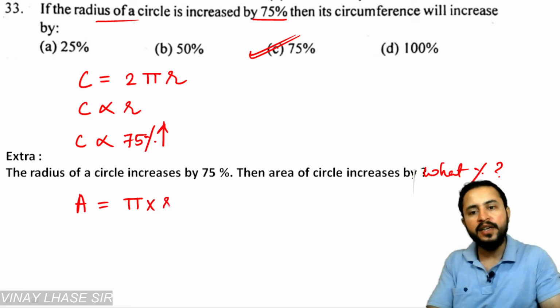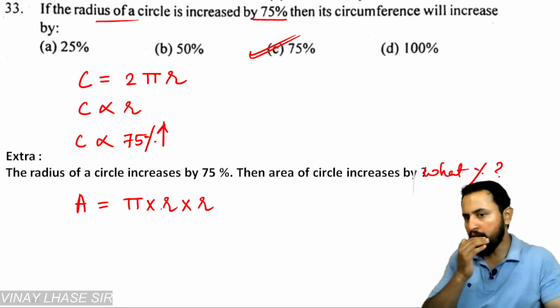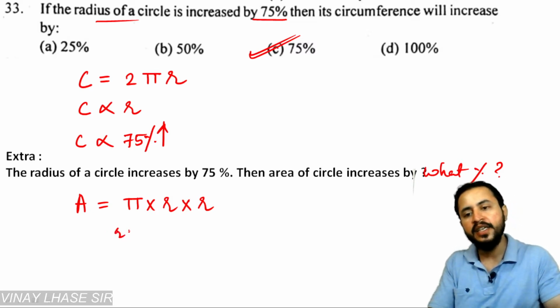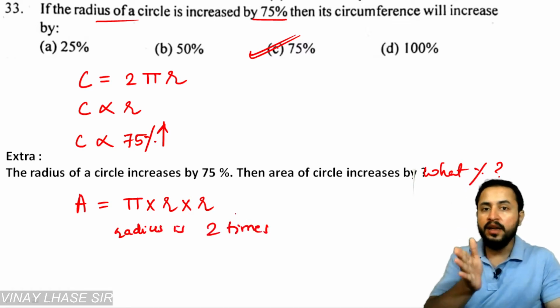Pi r square mein that radius is coming 2 times. R is coming 2 times. Pi r square means r into r. So radius is coming 2 times in the formula. So basically, the radius will change by 2 times.